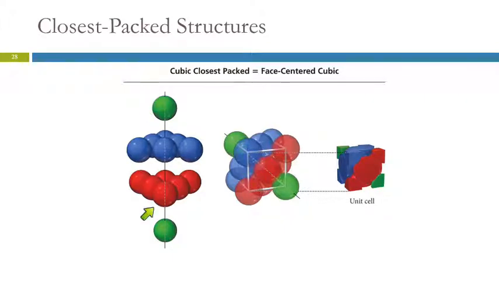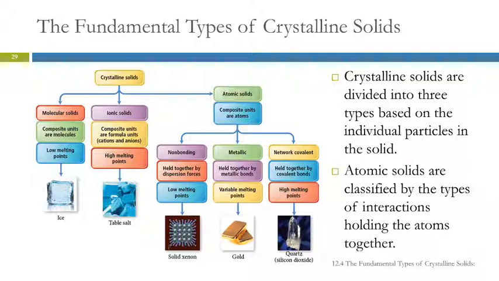So here's looking at it in terms of stacking layers. Layer A, layer B, layer C, and then the next layer would repeat. So you put those together, tip it on its side, trim some stuff off, and you end up with the face-centered cubic. So cubic closest and face-centered cubic are the same. Any questions?